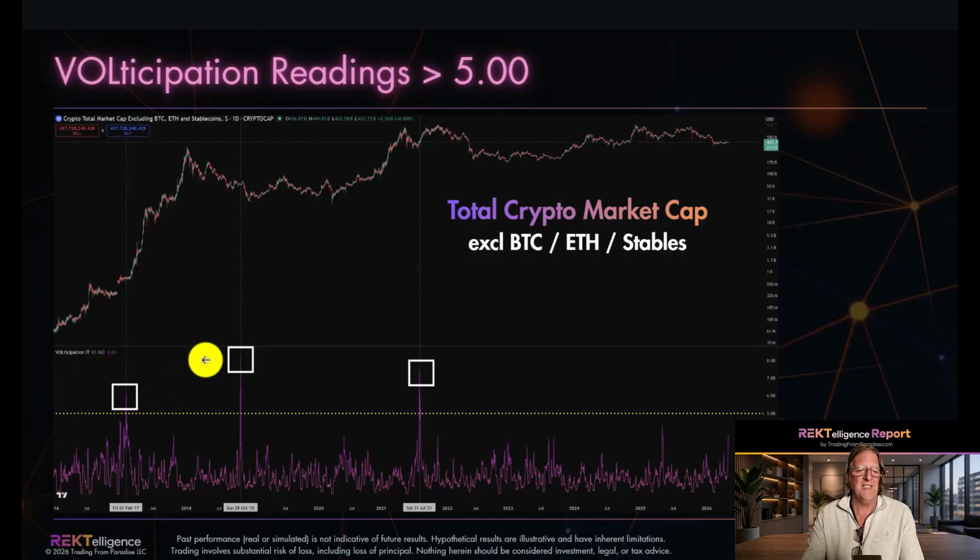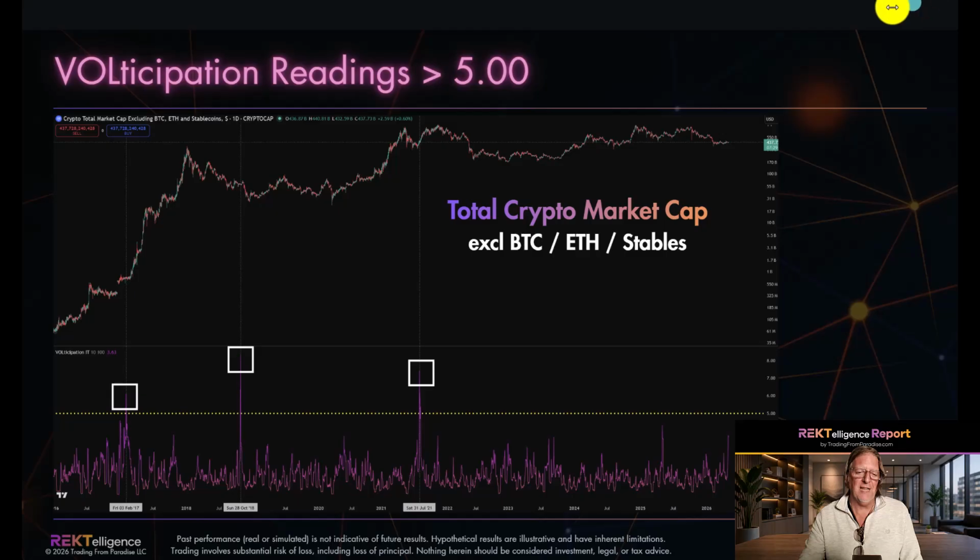We see this second box here. This was in 2018, and it doesn't look like a big move followed here in that retracement, but that was seeing altcoin market cap get cut in half. That was a 50% cut in the altcoin market cap that we're looking at here.